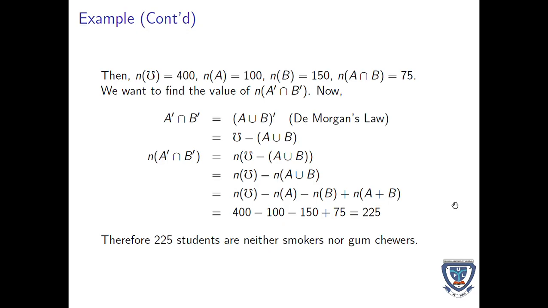Now, using De Morgan's law, A complement intersection B complement is equal to the universal set minus the set A union B. When you substitute the values, you have 400 minus (100 plus 150 minus 75), giving us 225. Therefore, 225 students are neither smokers nor gum chewers.